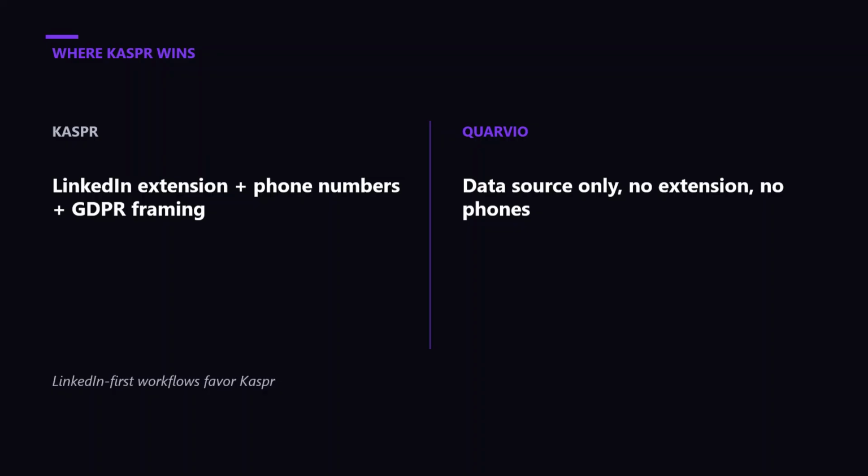And Kaspr markets itself hard on GDPR and CCPA-aligned sourcing, which genuinely matters if European contacts are a real share of your list. If your workflow is LinkedIn first, one profile at a time, with calling as part of the motion, Kaspr's extension earns its subscription.